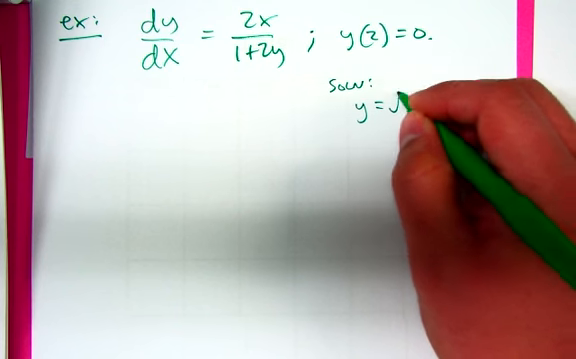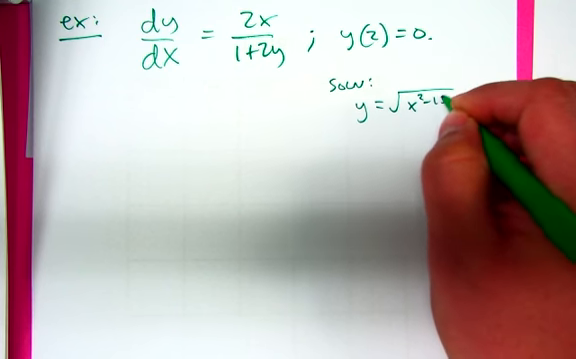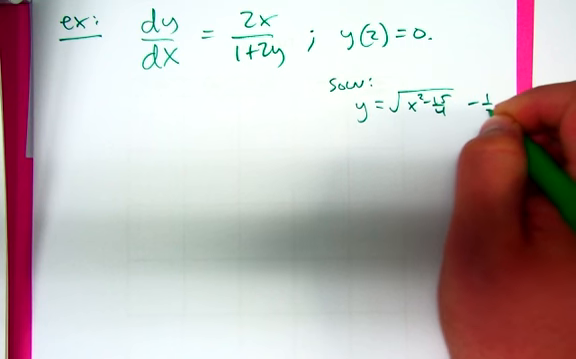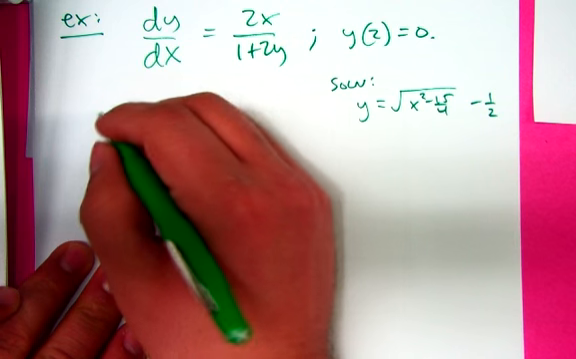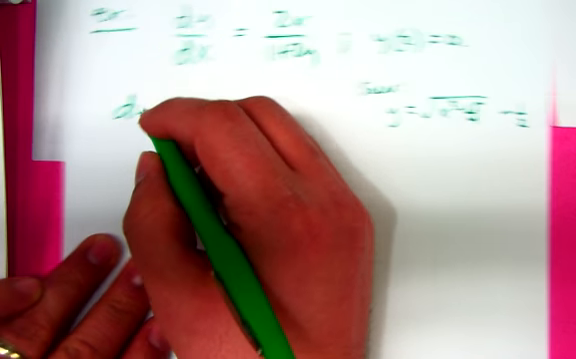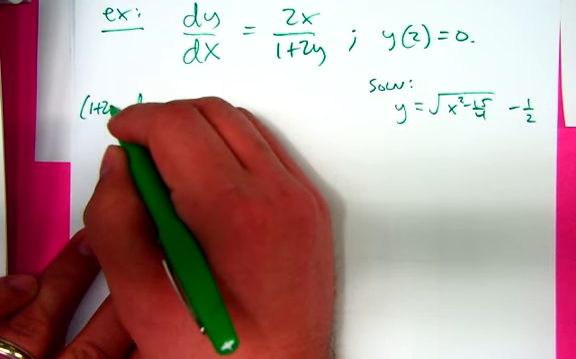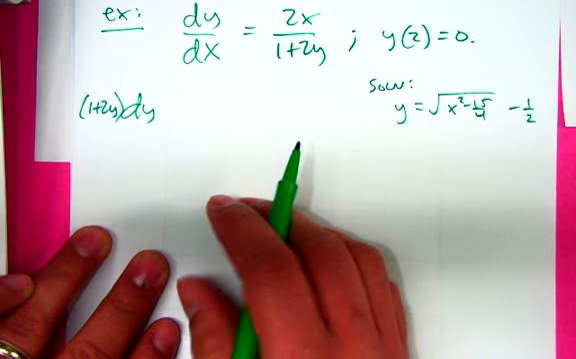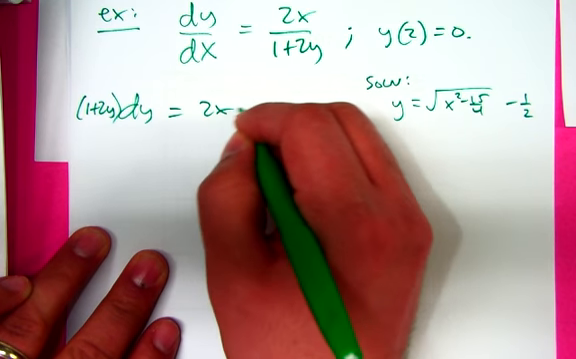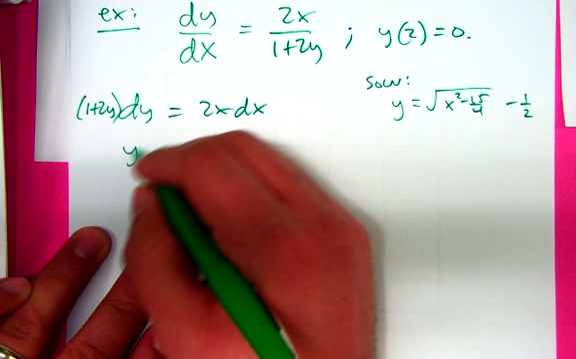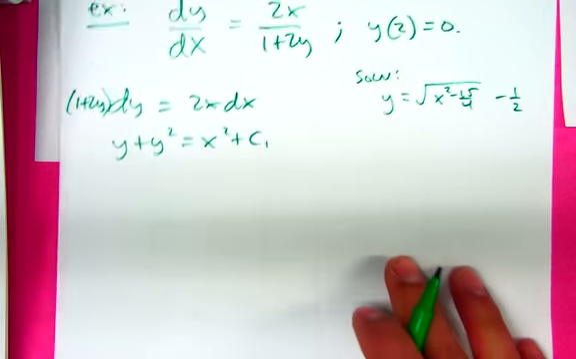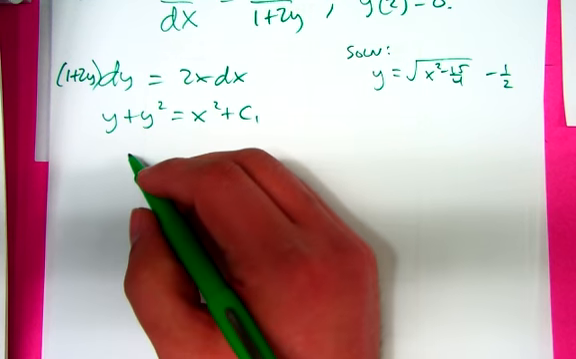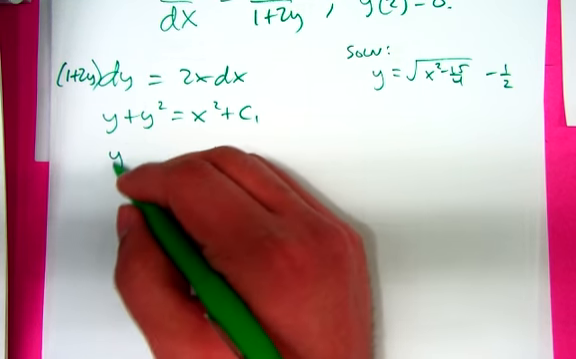That's good. Would you like to just go through that? Because I'm not good at completing the square. Sure. So 1 plus 2y times dy equals 2x dx. That's y plus y squared equals x squared plus c1. I'm going to complete the square on the y's.